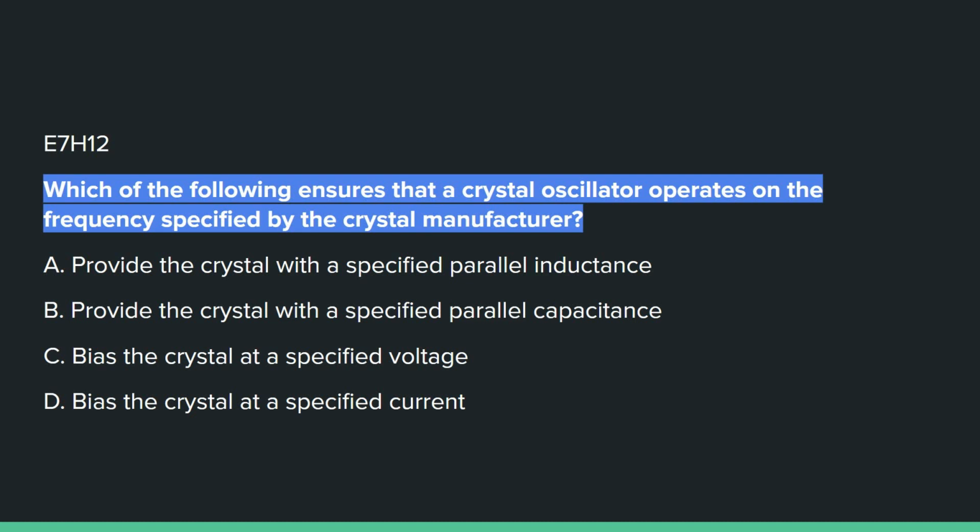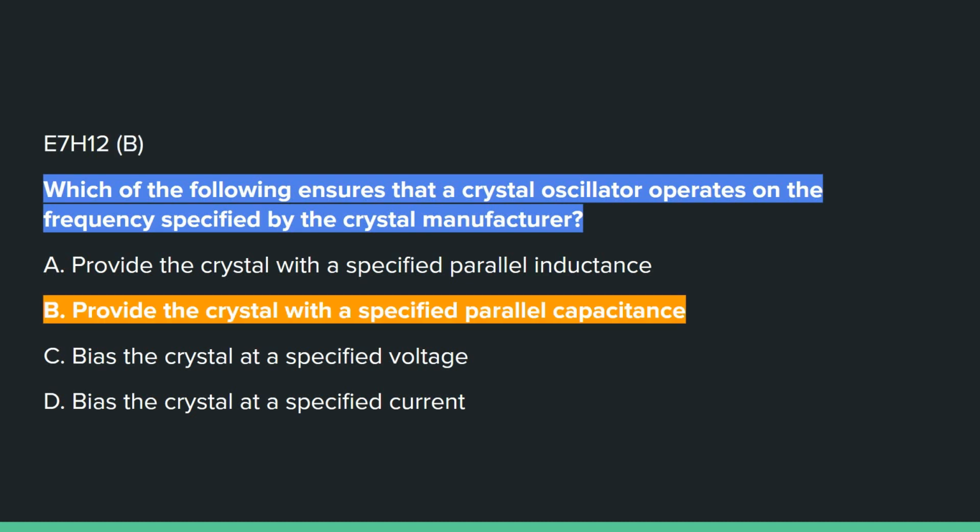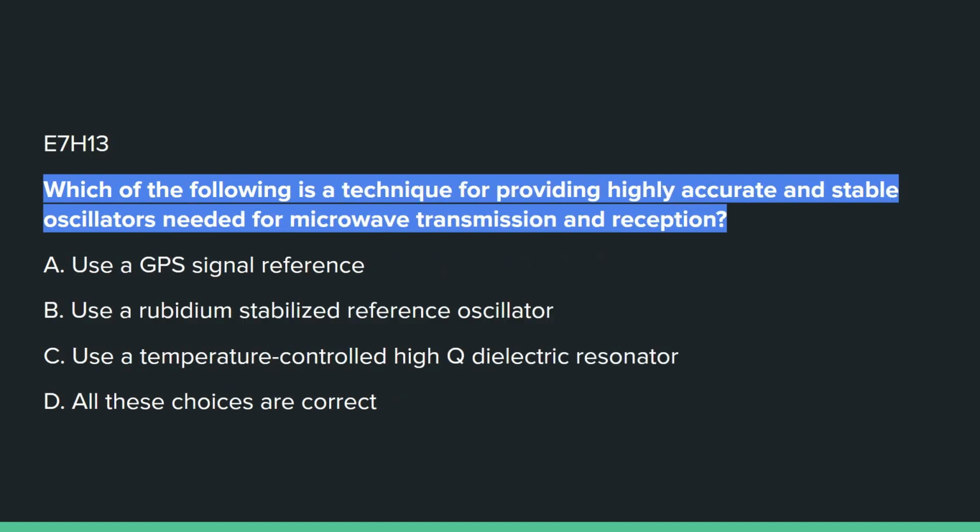E7H12, which of the following ensures that a crystal oscillator operates on the frequency specified by the crystal manufacturer? B, provide the crystal with a specified parallel capacitance. E7H13, which of the following is a technique for providing highly accurate and stable oscillators needed for microwave transmission and reception? All of these choices are correct. A, use a GPS signal reference. B, use a rubidium stabilized reference oscillator. And C, use a temperature controlled high Q dielectric resonator.